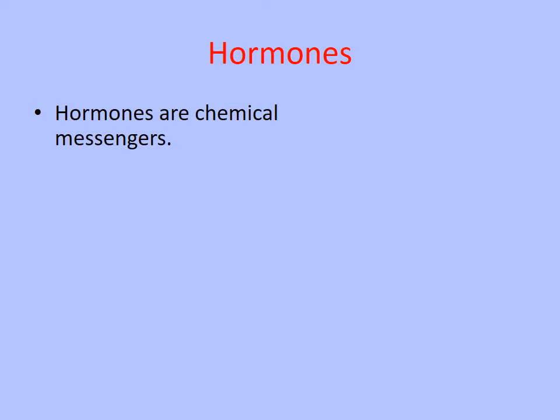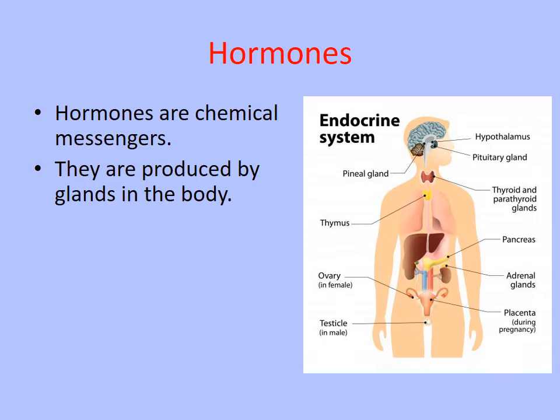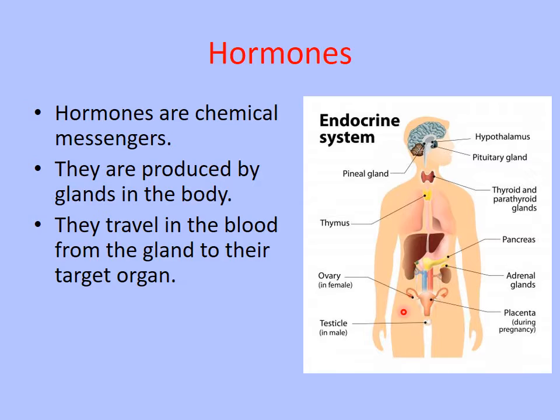Right, so key points. This is a slide that you will need to copy down. Hormones are chemical messengers. They are produced by endocrine glands in the body, and we can see some examples over here. There's the hypothalamus and the pituitary, which we've mentioned, the thyroid, the pancreas, the adrenal glands, the ovary in females, and the testicles in males, or the testes.